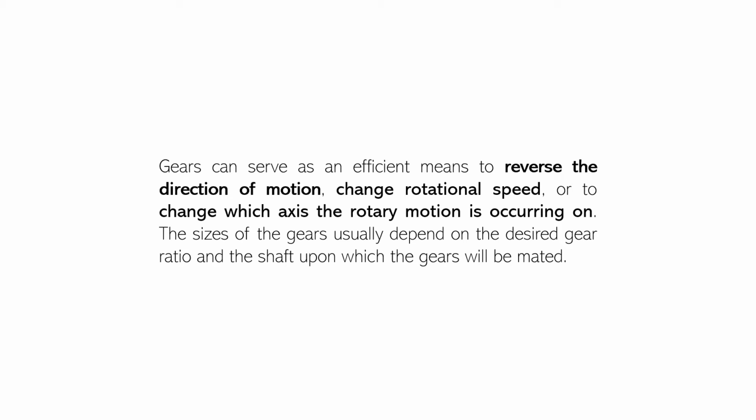Gears can serve as an efficient means to reverse the direction of motion, change rotational speed, or to change which axis the rotary motion is occurring on. The sizes of the gears usually depend on the desired gear ratio and the shaft upon which the gears will be mated.